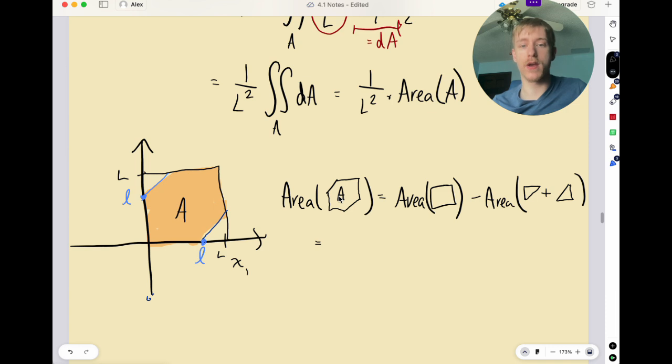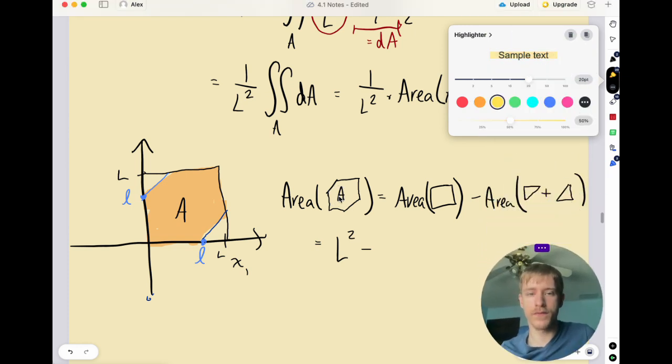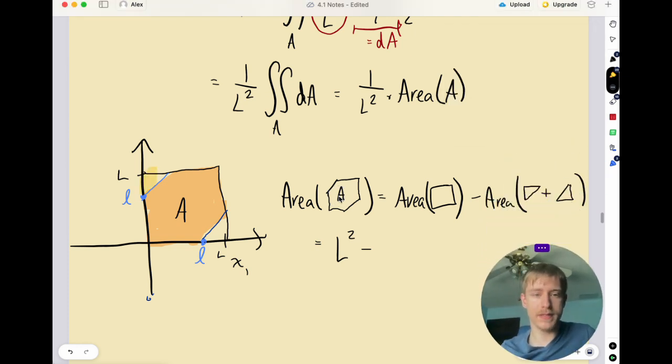So what's the area of the whole square? Well, that's just going to be L times L, which is L squared. Now, what's the area of these two triangles put together? Well, let's see. If I put these together, notice that this distance right here is going to be L minus L, because this is also going to be L.